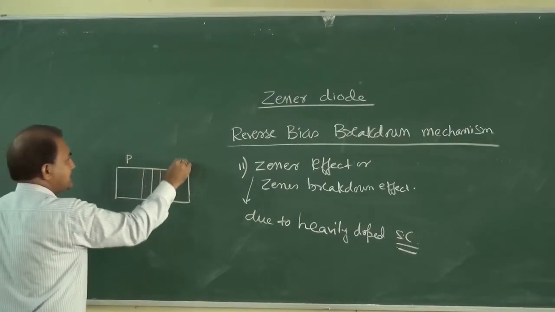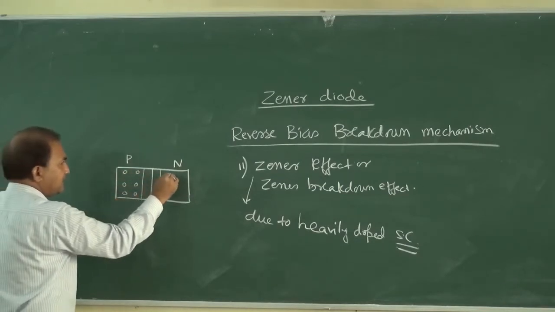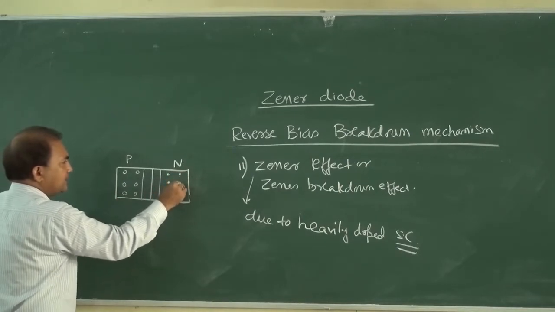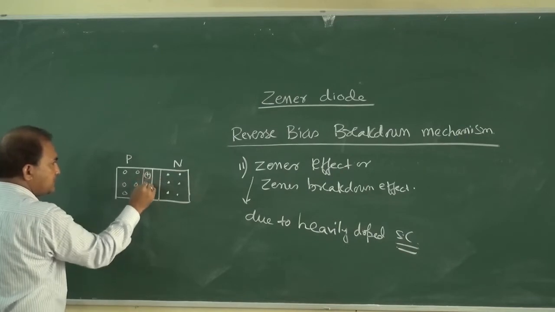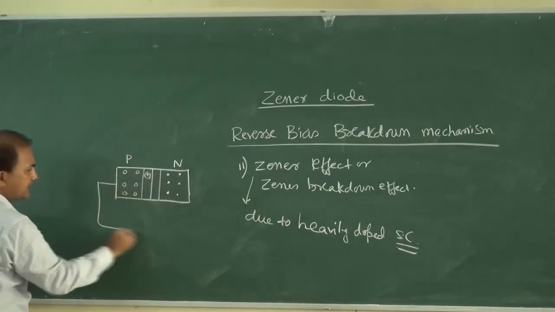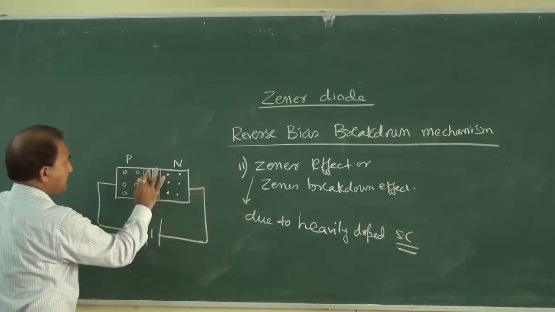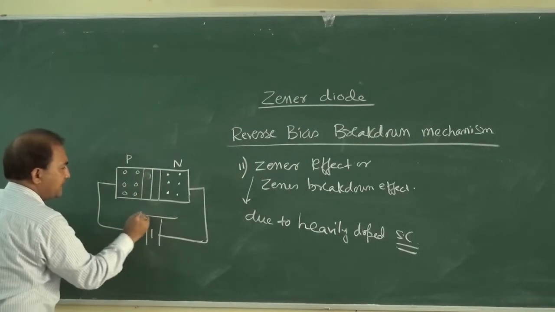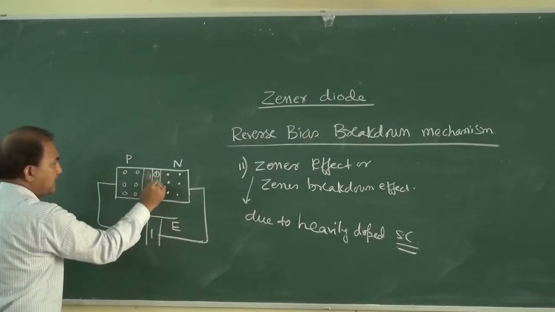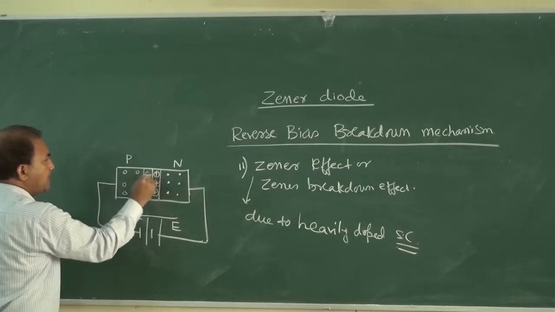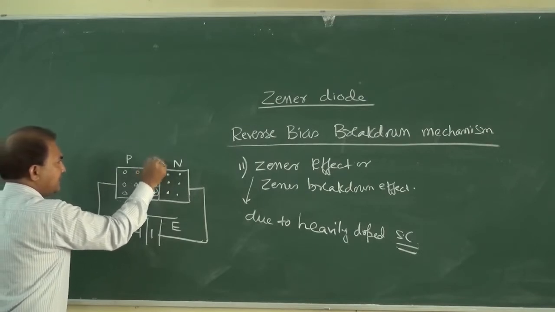Suppose this is the p side and again this is the n side. Majority carriers are holes here, and here the majority carriers are electrons. Okay. Now suppose this is connected to n, p, like this. The direction of the electric field is from positive to negative, and here this is the direction of the electric field.